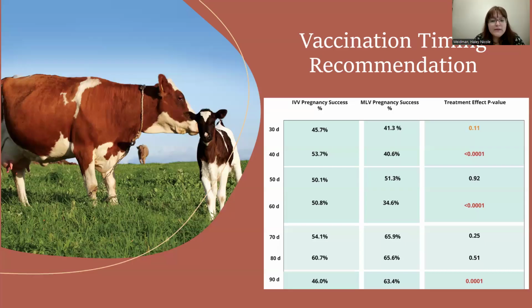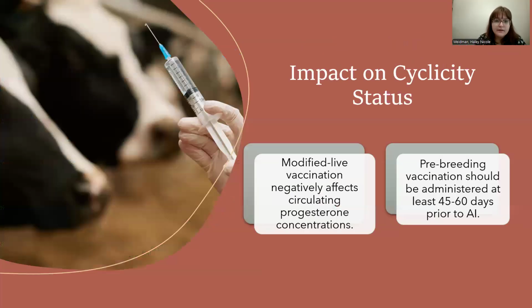Going down to 60 days, we can see that statistical difference occurring again, with those animals receiving that inactivated vaccine having a success rate of 50.8%, with those receiving that modified live vaccine having a success rate of 34.6%.